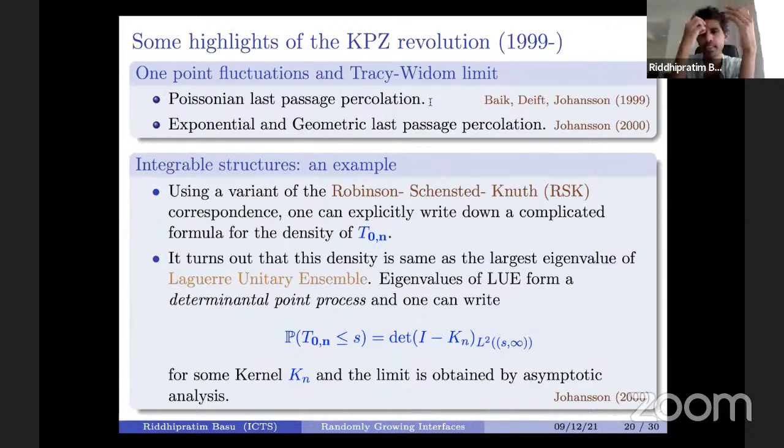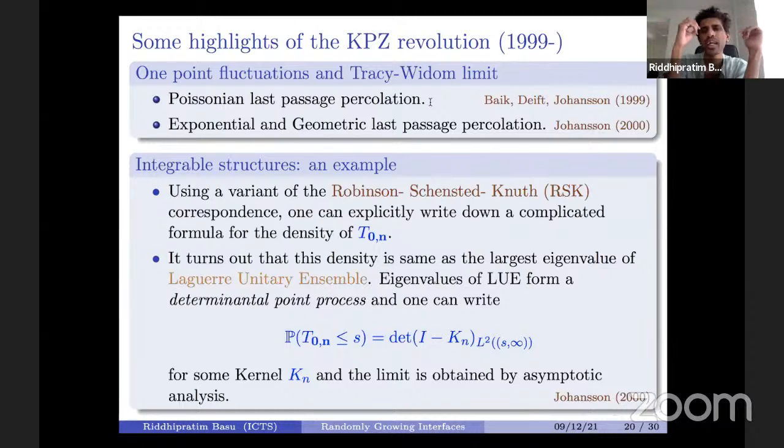Soon after, Johansson did the same thing for exponential and geometric last passage percolation. There also the main observation is a bijection. In the exponential or the geometric last passage percolation setting, you don't use the standard Robinson-Schensted-Knuth correspondence.